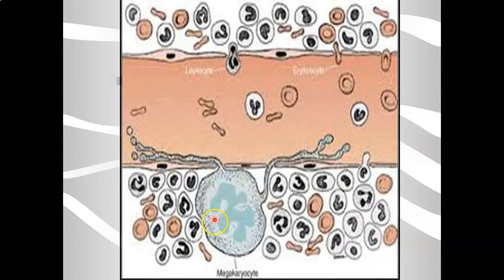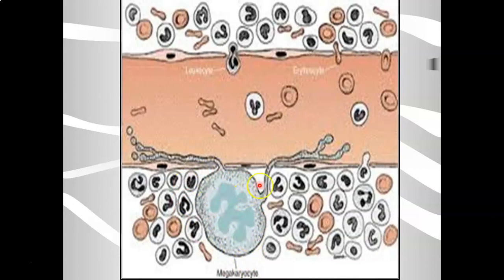Have a look here at the megakaryocyte. The megakaryocyte is a large cell, the largest free cell in the bone marrow. May I ask a question as an activity? What is the largest cell in the bone marrow from the fixed cells? Yes, excellent, the fat cell. So the fat cell is the largest fixed cell, while the megakaryocyte is the largest free cell.